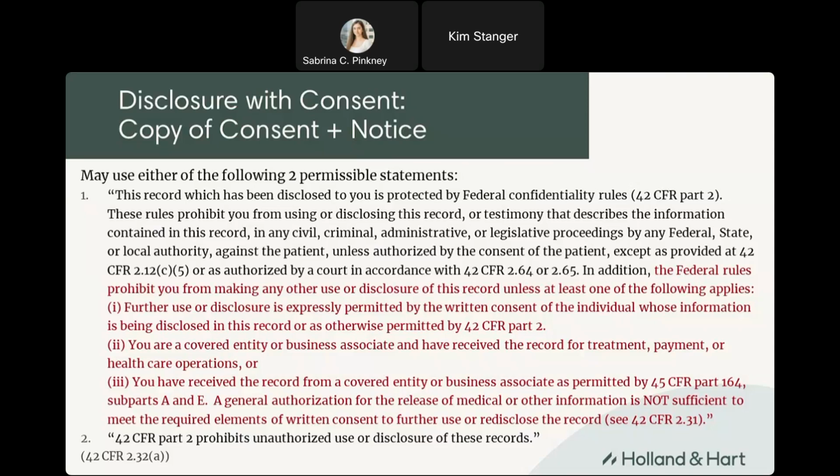Or, and this is a significant change, if you are a covered entity or a business associate and have received the record for treatment, payment, or healthcare operations, then under the new rules, if you're covered by HIPAA, a covered entity or business associate, and the use or disclosure is for purposes of treatment, payment, or healthcare operations, then you can go ahead and use that information for those purposes, so long as it's consistent with HIPAA.